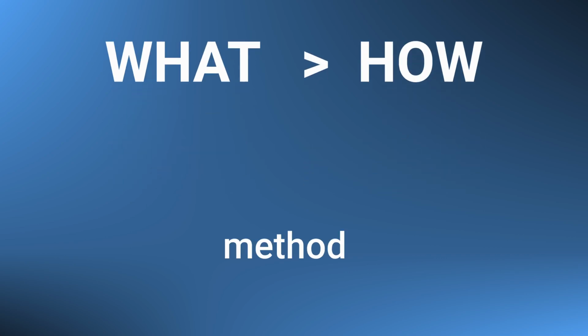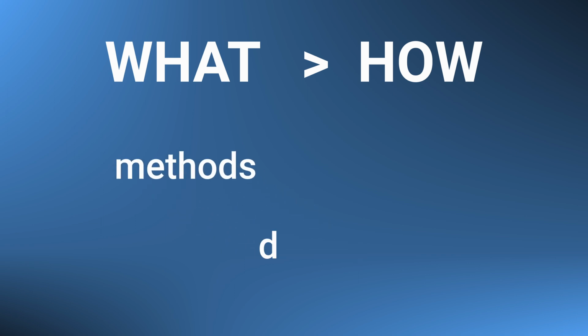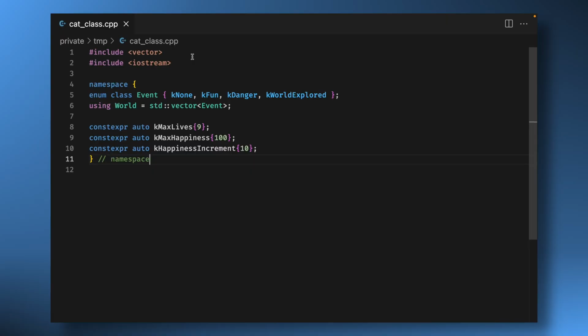The class methods form its public interface, answering the what question, while the data the class holds answers the how question and is just an implementation detail. And that's why the methods always come before the data. If we change the data of our class without changing its public interface, nobody should ever notice. Armed with this, let's fully implement our cat class.